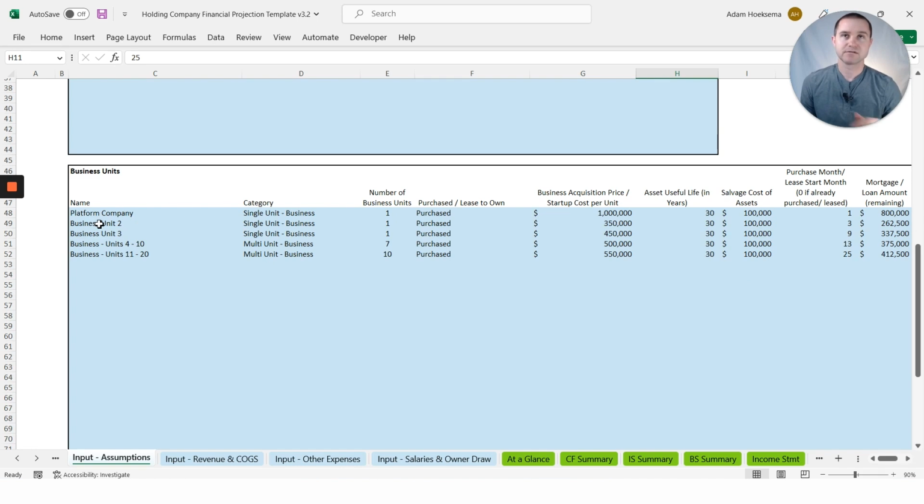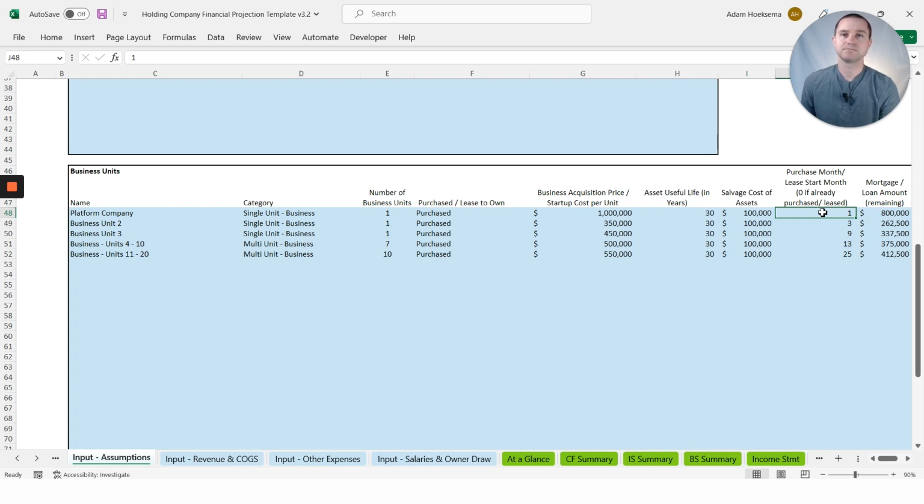A lot of times with this concept of a platform company, that first acquisition is the platform that you would then use as your model to go acquire additional companies and integrate into the processes that the platform company is using. So I'm calling this first company a platform company. It's just a single unit. If we're going with this dental office idea, we're saying one business unit, one office, we purchased it for $1 million, and we purchased it in month 1 of the model here.